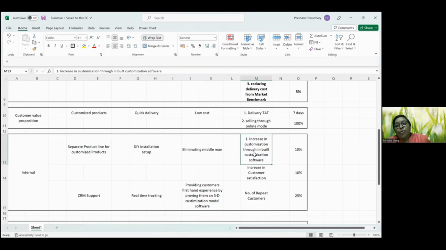Now, let me talk to you about low cost. You have promised low cost to the customer. So how are you going to deliver the product at a low cost? What will you do with respect to your internal business processes?